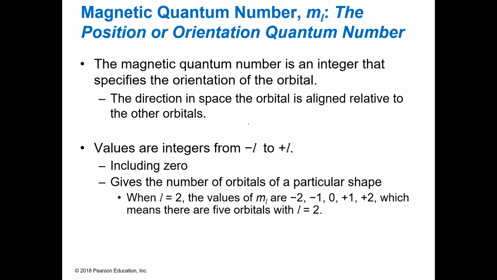Now let's talk about the magnetic quantum number, or ML. So we've done n, our shell number, or principal quantum number. Then L, angular momentum, or our subshell. And now we're going to look at the magnetic quantum number, which I refer to as the orbitals. This is another number that specifies which orbital the electron is in.